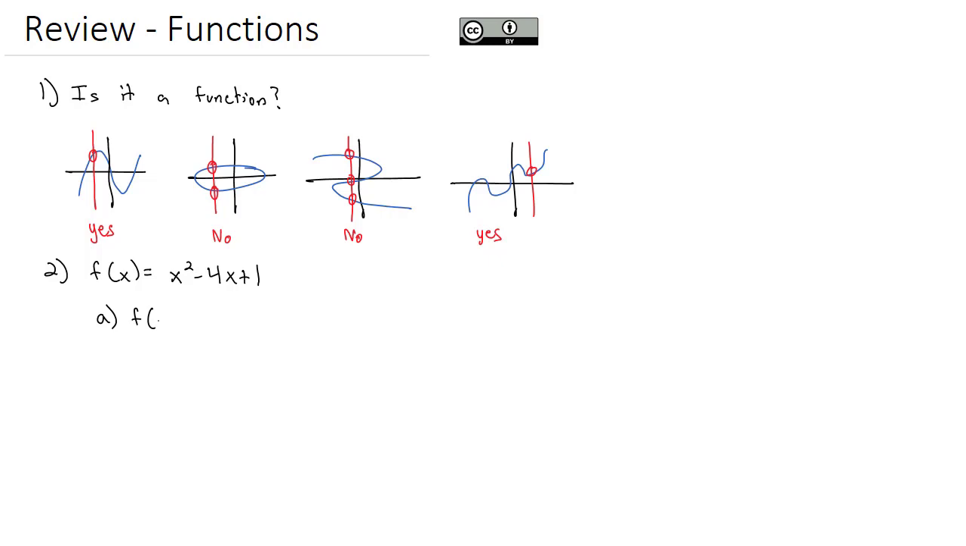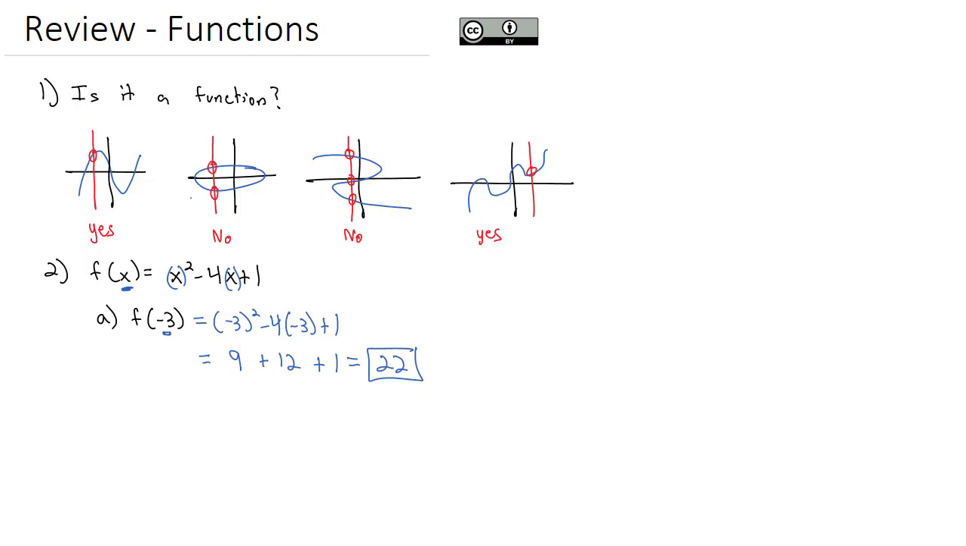Maybe I want to evaluate f of negative 3. Well, whatever is inside the function can replace our x's. So we have negative 3 squared minus 4 times negative 3 plus 1. Doing the exponents, negative 3 squared is 9. Negative 4 times negative 3 is a positive 12. And then we've got a plus 1 at the end, which adds up to 22.